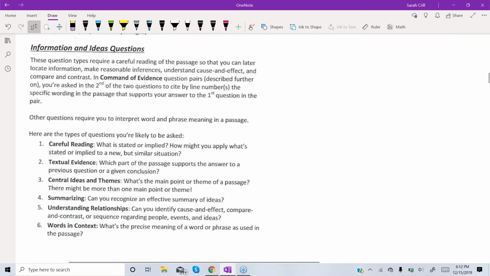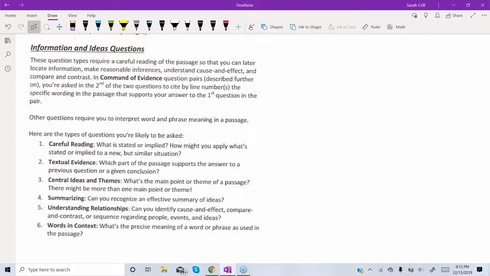All right, so one type of question that you will see on the test is the information and ideas questions. So some of the questions that you will see will be careful reading questions, like what is stated or implied. Textual evidence, such as which part of the passage supports the answer to a previous question or a given conclusion. On those types of questions, I recommend reading through the options that they give you and then answering the question that came before.